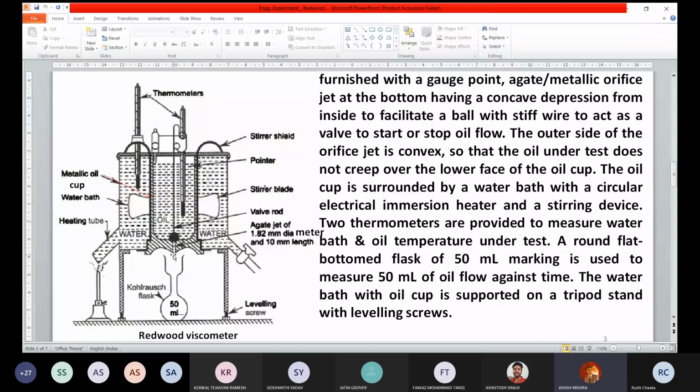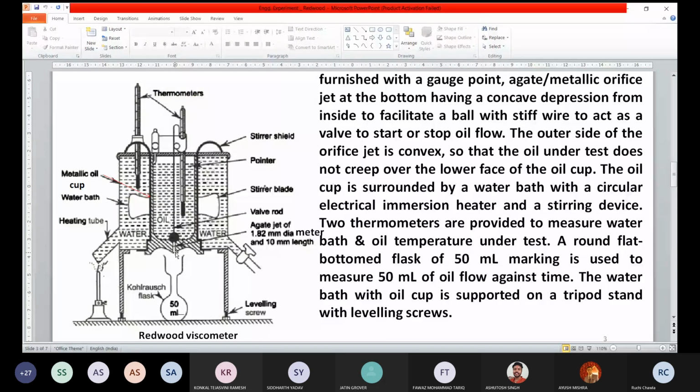Yes, ma'am. And here a very specific Kulrausch flask has been shown. Kulrausch flask is in fact another name for the conical flask, but a specific one has been shown, though you don't use it in the laboratory. This has been shown specifically for how you place it below the orifice. You place it in such a manner that the oil droplets fall on the extended mouth of this flask, this funnel shape you can see.